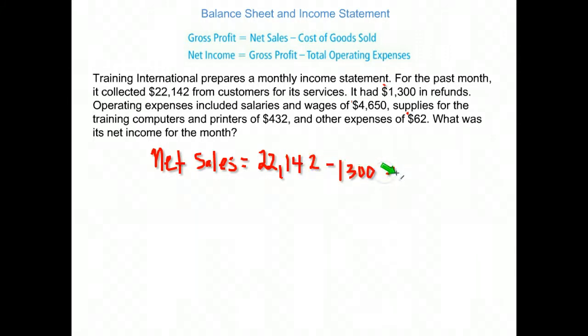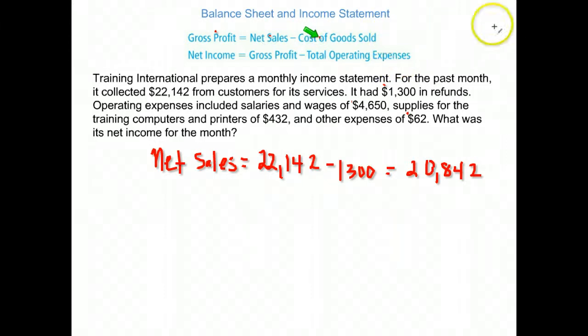So we have to start up here at the top. They brought in $22,142 but had $1,300 in returns. So this is called our net sales. It's what we sold minus anything that was returned. So our net sales, we're going to take the $22,142 minus the $1,300 that were refunds, the stuff that came back. Okay, we get $20,842. Again, normally we would find the gross profit by doing our net sales minus our cost of goods sold.